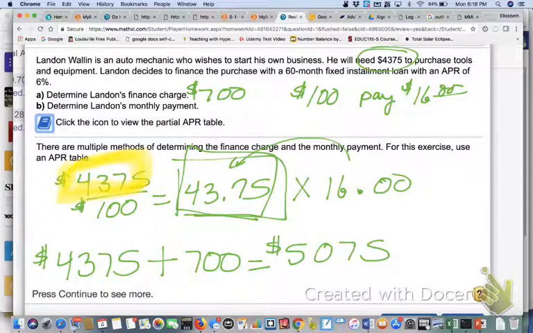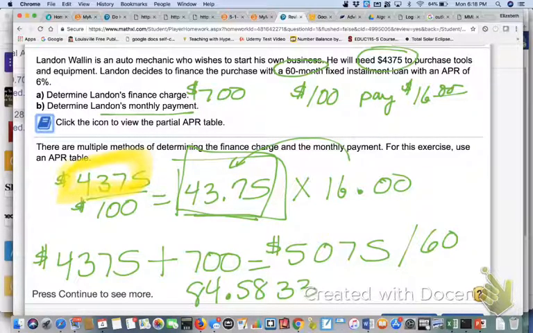So if he's paying that back over the course of 60 months, and it's asking us to find his monthly payment, we will take that $5,075 and we will divide it by 60. So if we do 5,075 divided by 60, that gives us 84.58, and then we get a 3 that just repeats and repeats and repeats, at least in my calculator.